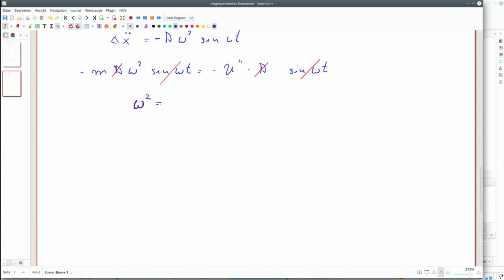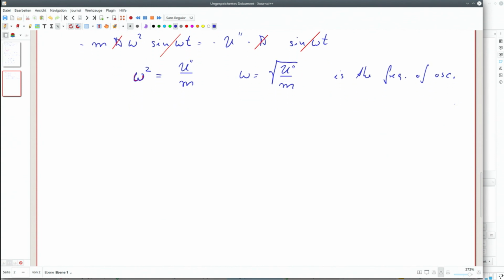So the omega square is u double prime over m, where omega is the frequency, the angular frequency of the oscillation. I hope this is familiar to all of you, so that's very simple.